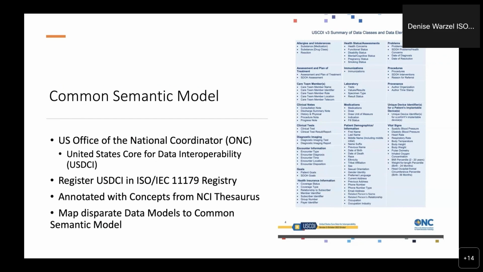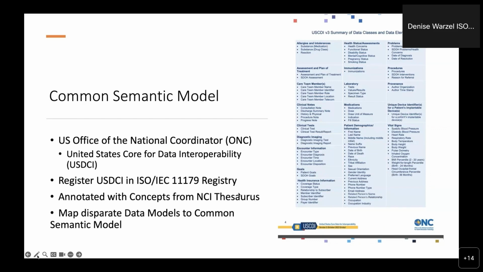The common semantic model that I talked about from the U.S. Office of the National Coordinator for Healthcare has a name. USDCI is the short name for it. And I've just got a snapshot of the data classes and elements that are included there. I guess you could call this our core set of elements that are expected to be collected. This was initially developed for healthcare, and we are expanding this to include the information that's needed for research, such as specimen information, imaging, and so forth.